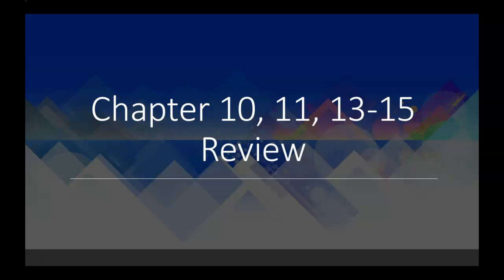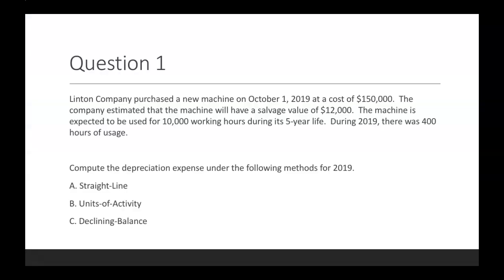Let's review chapters 10, 11, 13, 14, and 15. So this first question says, Linton Company purchased a new machine on October 1st, 2019 at a cost of $150,000.